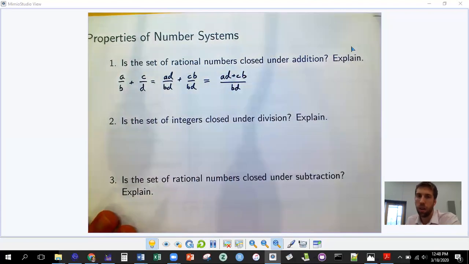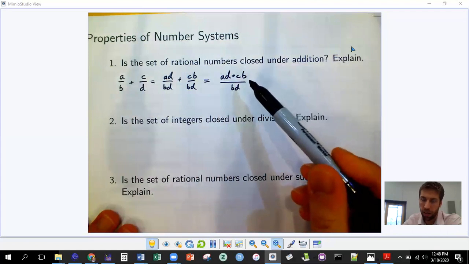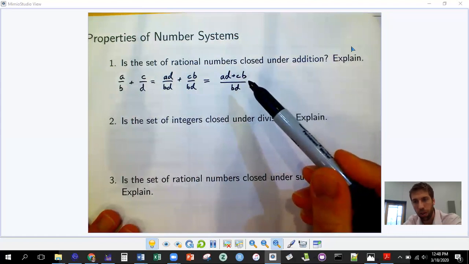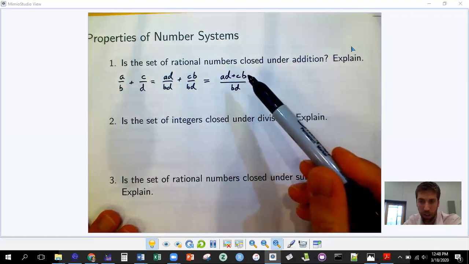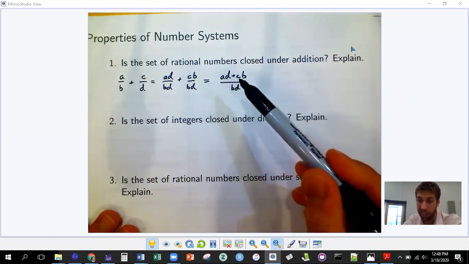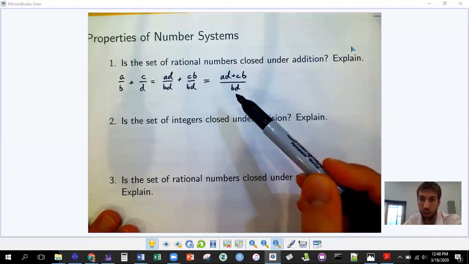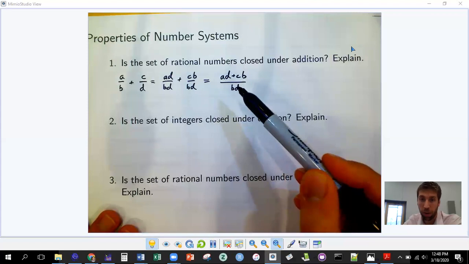BD. Now, this thing right here, is that a rational number? Well, what is a rational number? A rational number is an integer divided by an integer. So is the numerator, the top number, an integer? Well, yes, because the integers are closed under addition and multiplication. So if I have 4 integers and I add them and multiply them, I still have an integer. If I take 2 integers and multiply them, I still have an integer. So this is an integer divided by an integer.